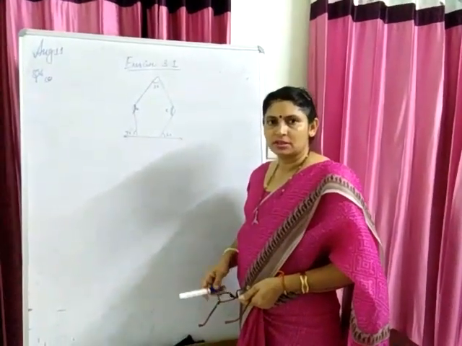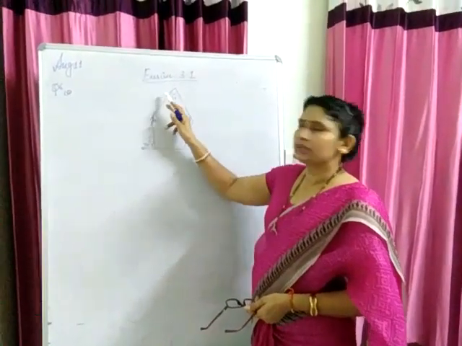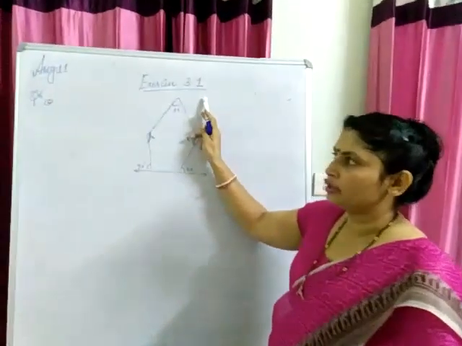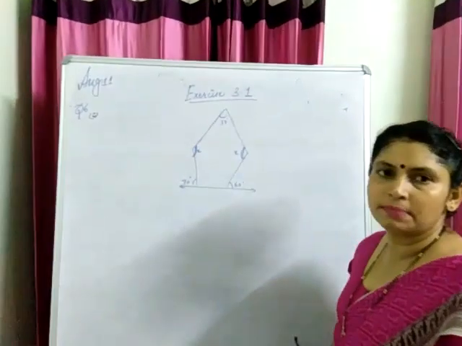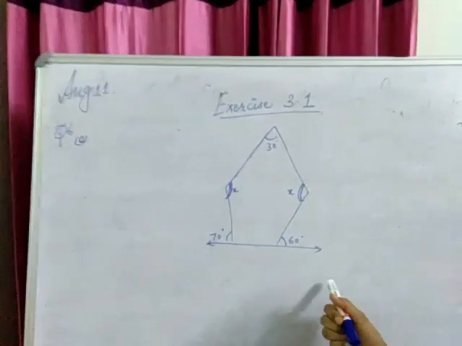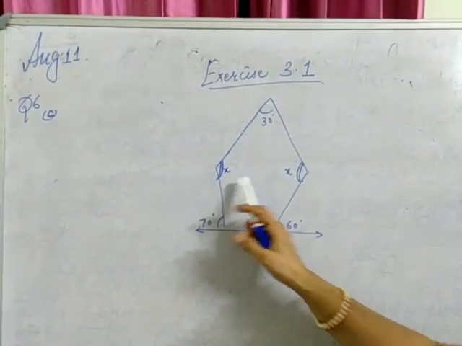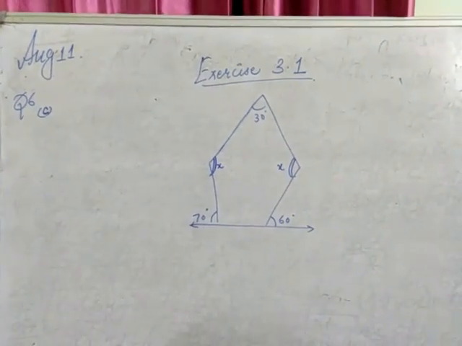Hello students, today we'll continue with the same exercise, that is 3.1 and question number 6, C part. This is the sum given to you and you are supposed to calculate the value of angle x.